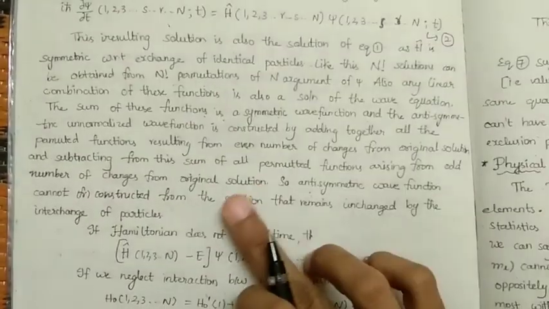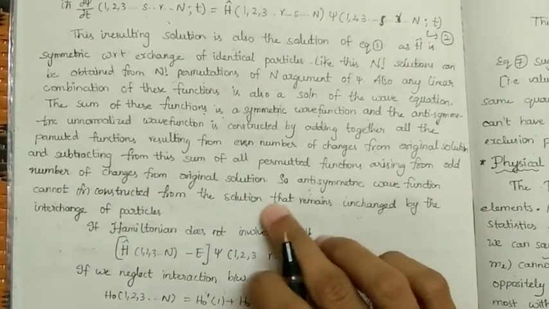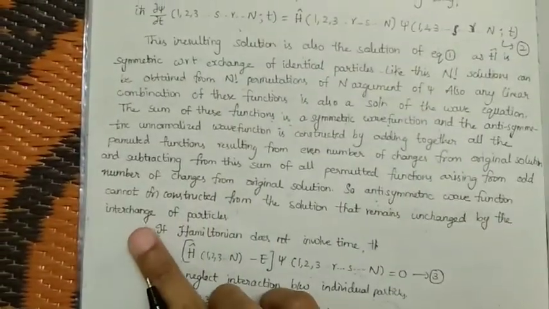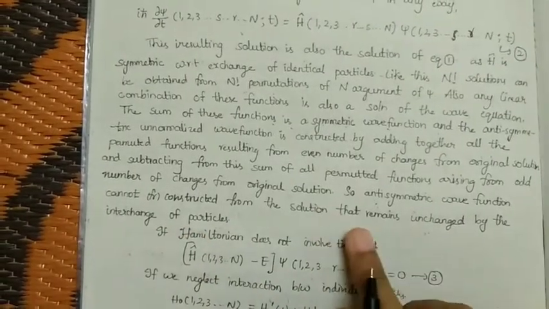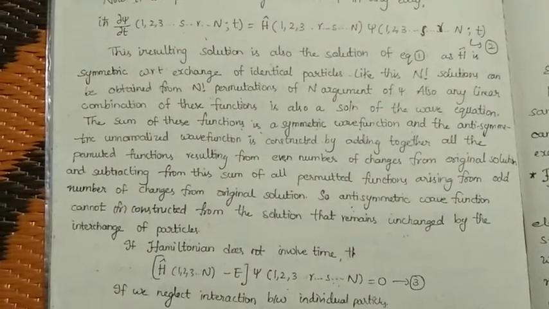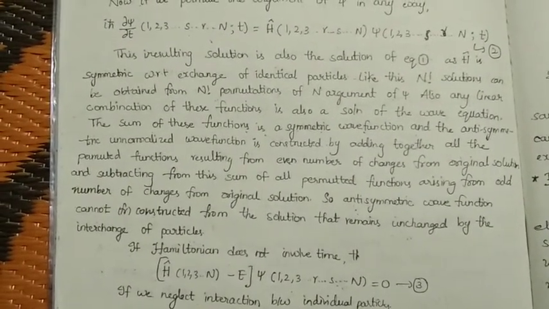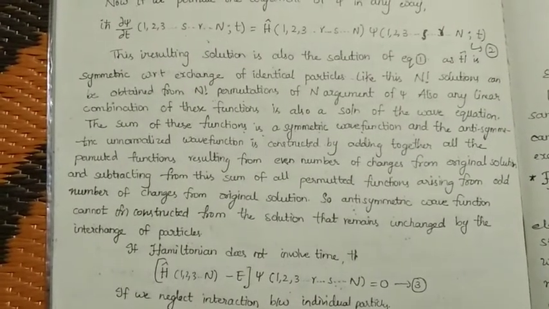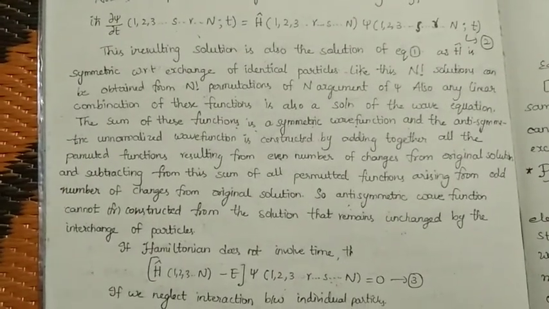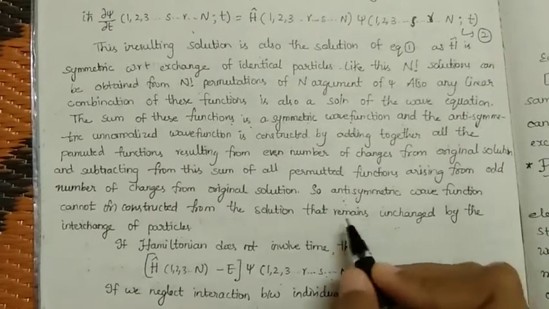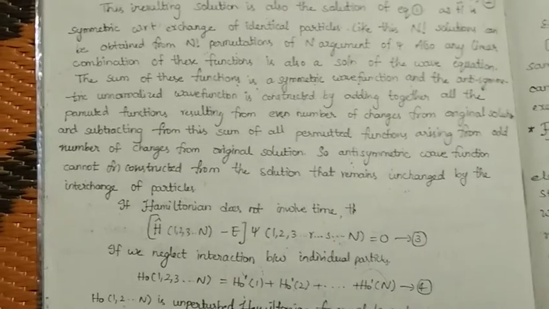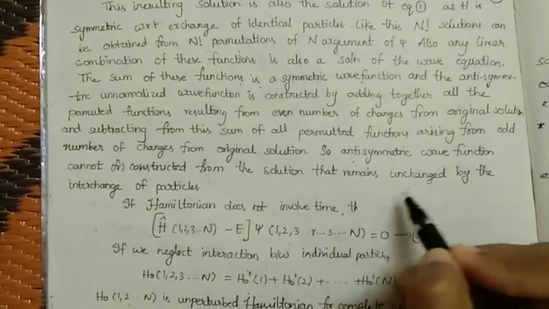is nothing but the antisymmetric wave function. An antisymmetric wave function cannot be constructed from a solution that remains unchanged by the interchange of particles. For a function to be antisymmetric, after interchanging the particles it should change; that is, the sign of the function should change. Hence we would have psi of 1 comma 2 minus psi of 2 comma 1. If we interchange the first and second particle, we get minus of that wave function, so the sign changes. So we cannot construct an antisymmetric wave function from a solution that remains unchanged, they are saying.